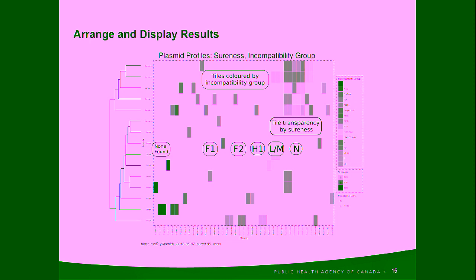This is the output from the plasmid profiler along with tabular data. On the left you can see an ape-produced dendrogram based on plasmid content. The plasmids are colored by incompatibility group across the plot, and this is done with ggplot's tile geometry, and that's it. All right, sorry, it was the wrong slides.